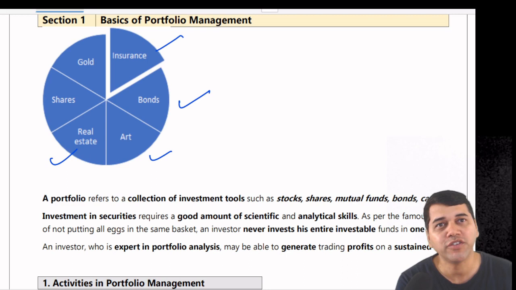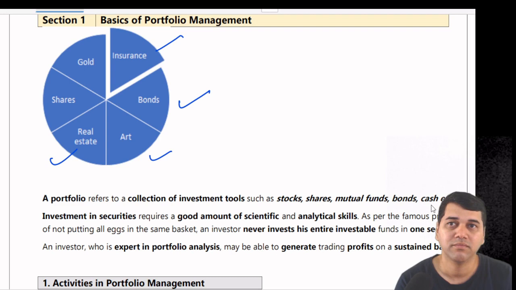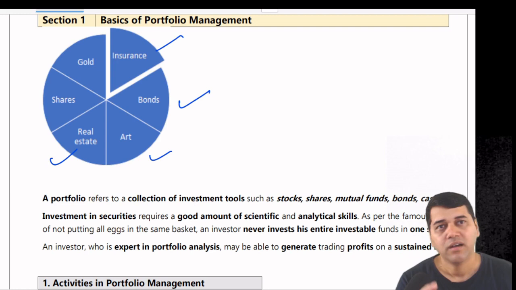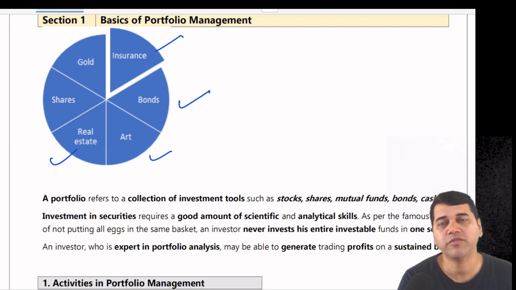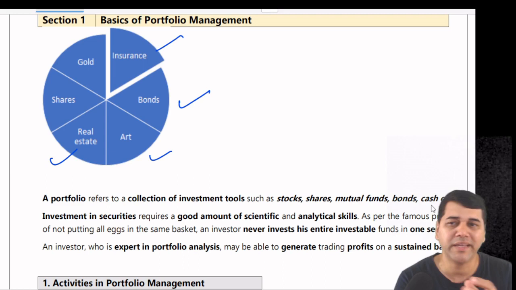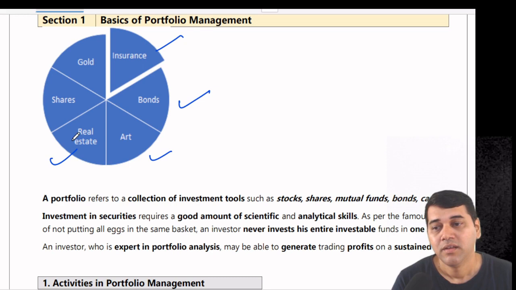Unless you evaluate a security, what is its intrinsic value? How can you decide whether you should have it in your portfolio or not? That's why I start with security valuation. I don't start with portfolio management. After security valuation, ideally, you can start with derivatives. Then you can talk about portfolio, because your portfolio will include derivatives also, certain contracts. But there is not much application, so somebody can do derivatives later. But before Forex, derivatives have to happen. You can't straight away jump into Forex. There are interconnections. So investment in securities requires a good amount of scientific and analytical skills.